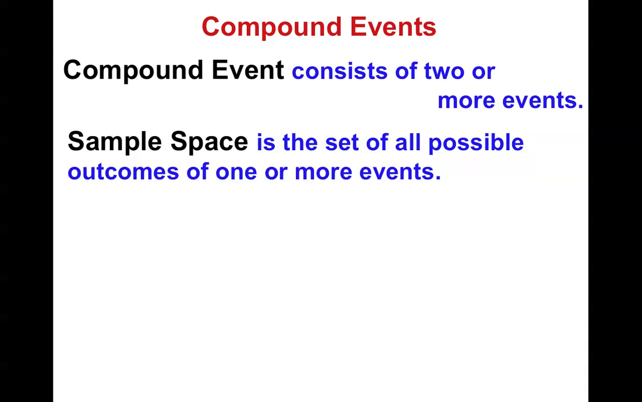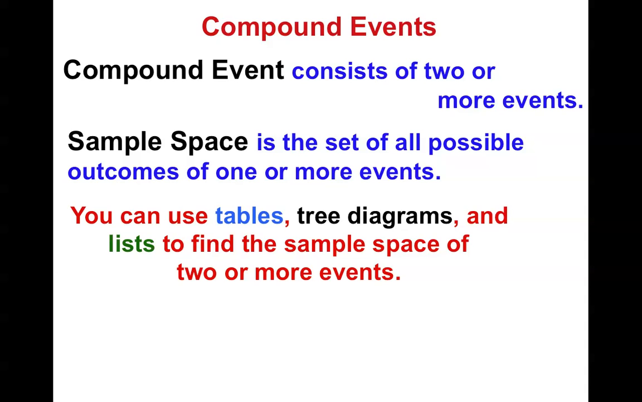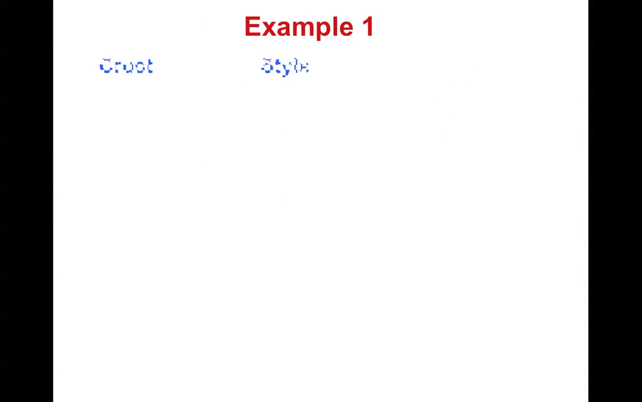One of the ways that you can figure out all the possible outcomes of a compound event is to actually just make a sample space, which means to create a table, a tree diagram, or just make a list of all the possible ways that an event could occur. Here's an example.